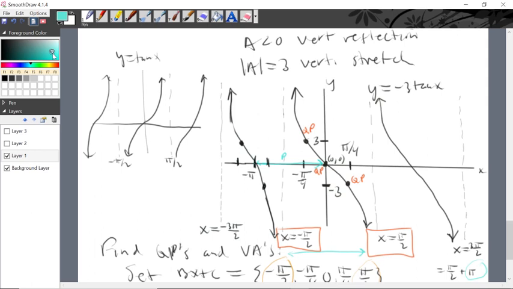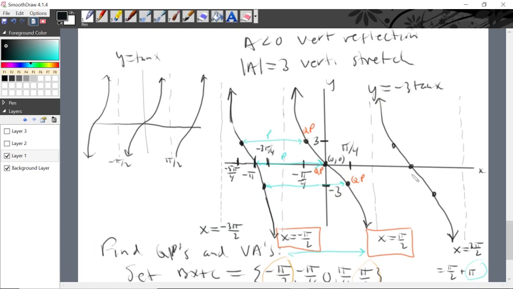Well, this point right here would have to be a full period to the left of this point right here. So that's pi less than negative pi over 4. So that would put this point at negative 5 pi over 4 for the x value. The y coordinate is 3. Okay, this point right here is pi to the left of this point. This point was at pi over 4. Pi over 4 minus pi is negative 3 pi over 4, for example. All right, so we can continue this in both directions if we wish.